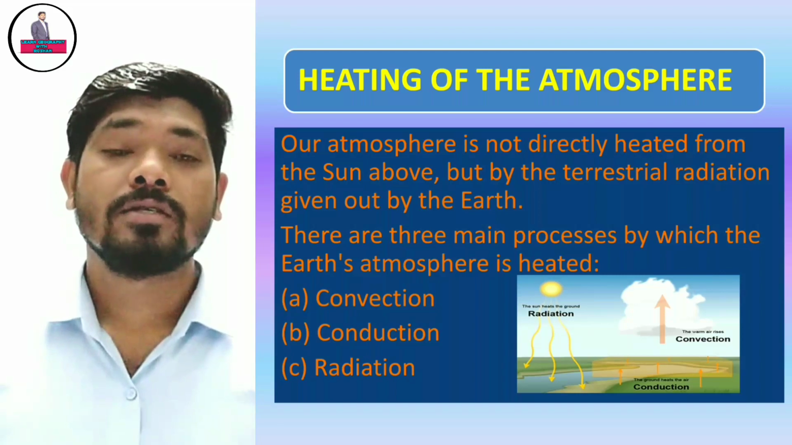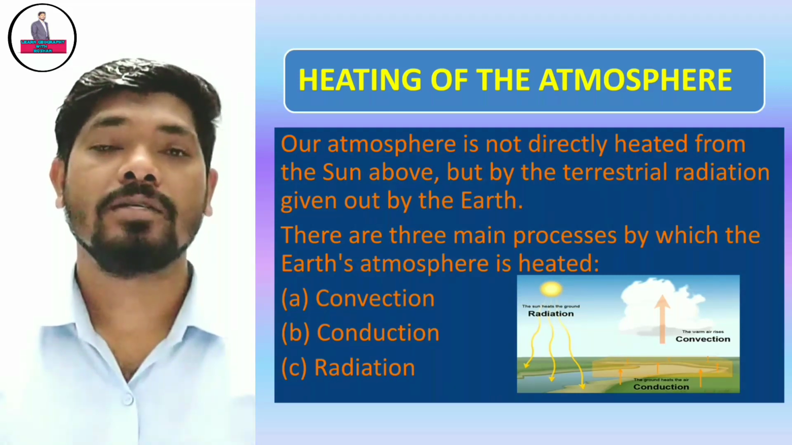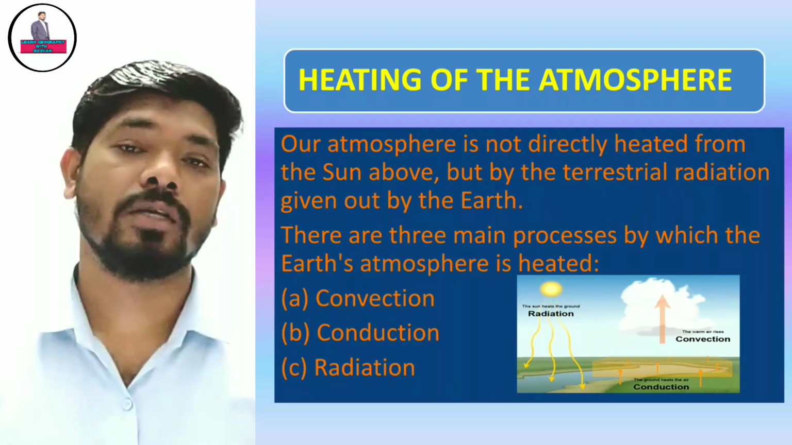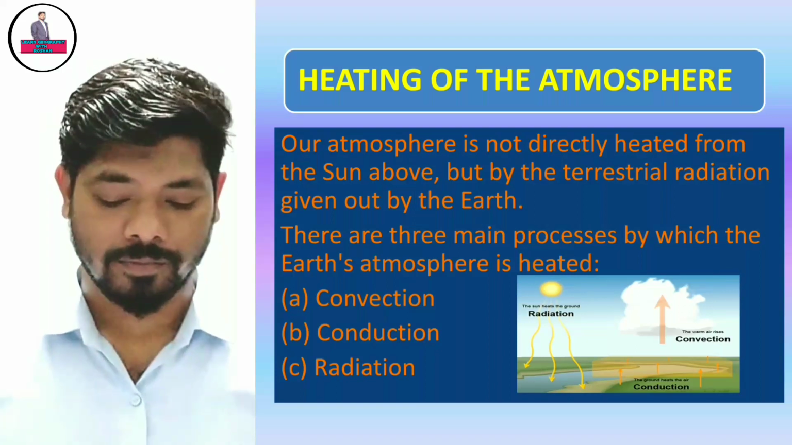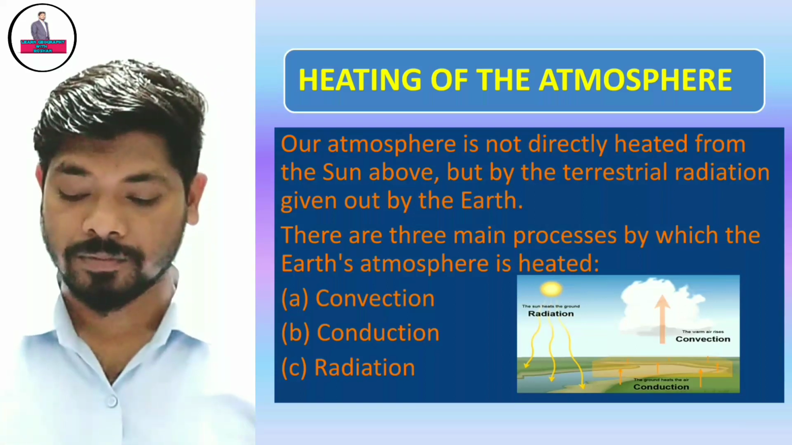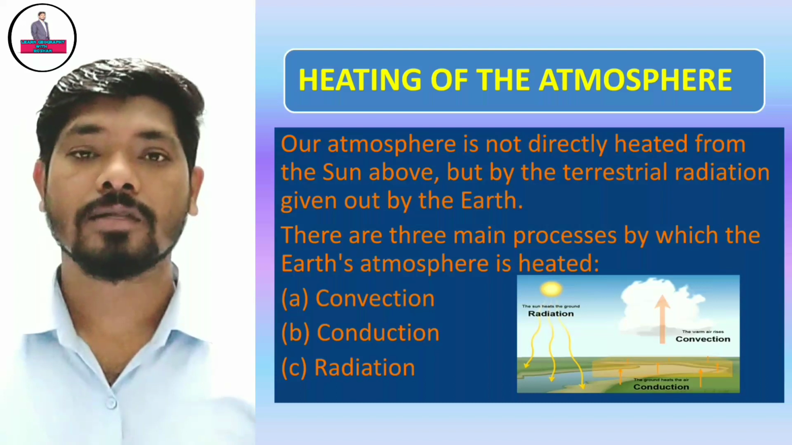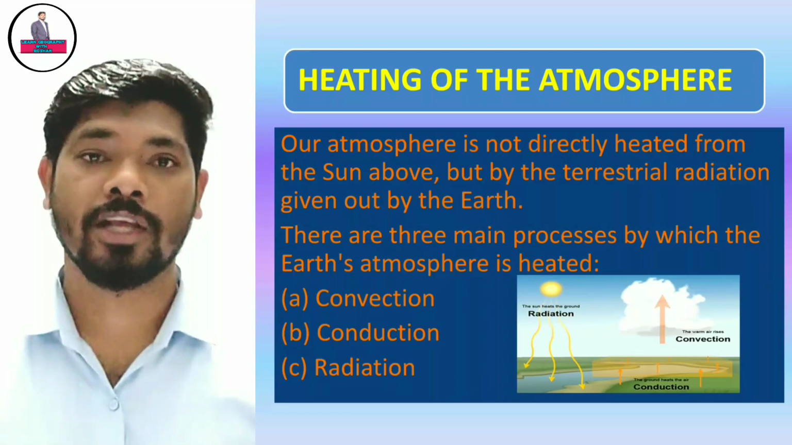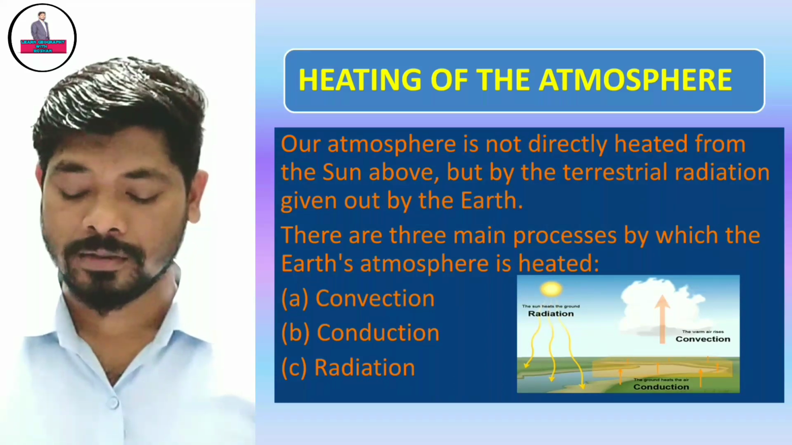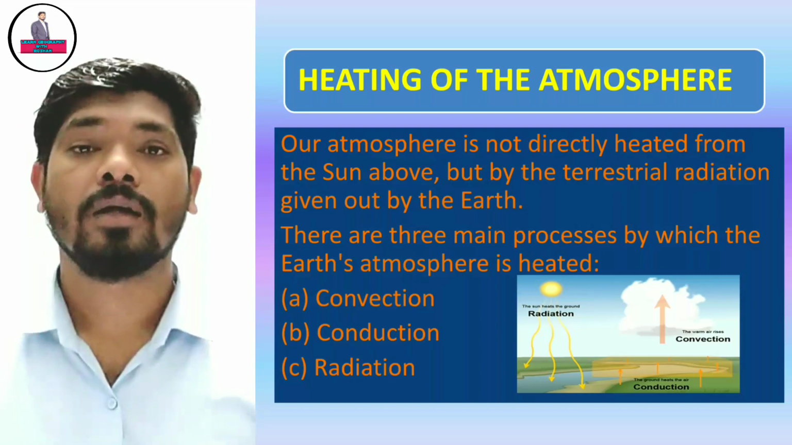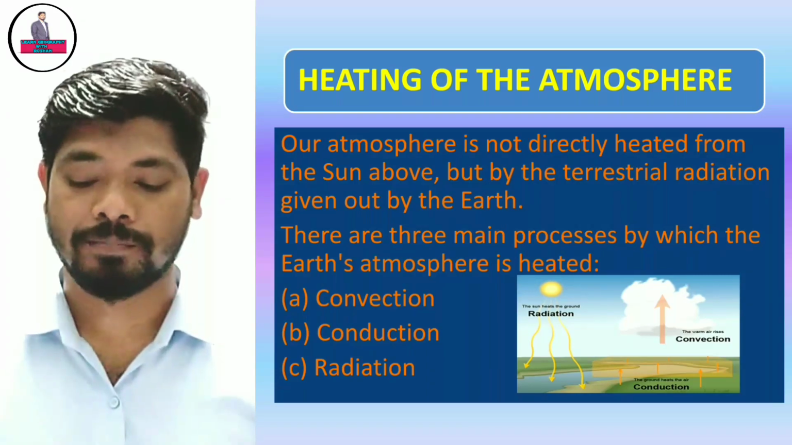So there are three main ways the atmosphere of the earth is being heated up. The first one is convection, second one is conduction and the third is radiation. You can see the picture and understand how the atmosphere is being heated up.